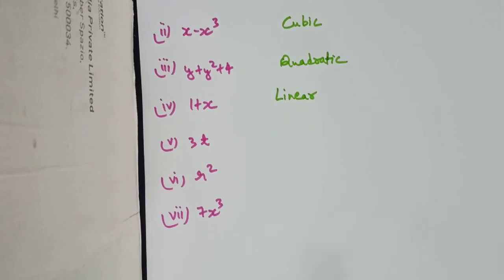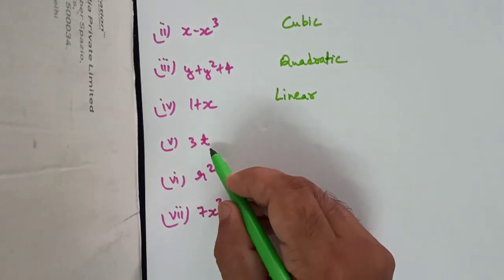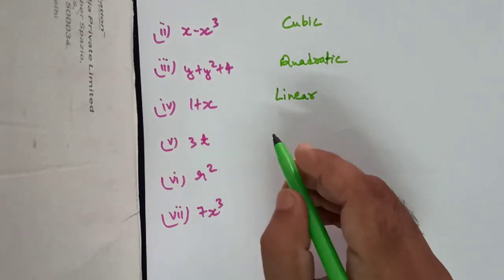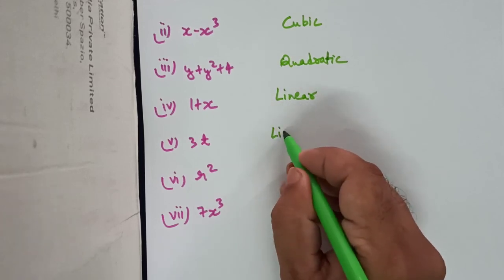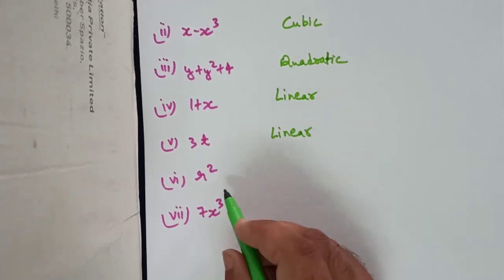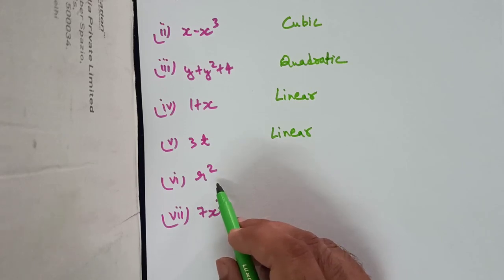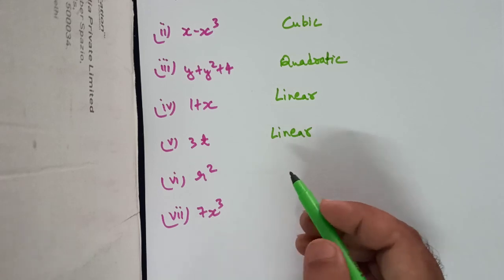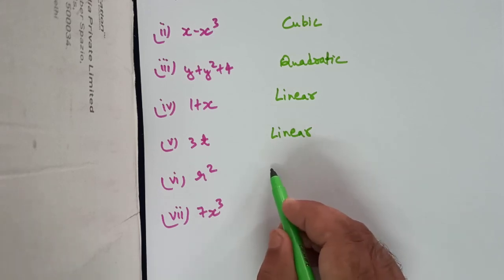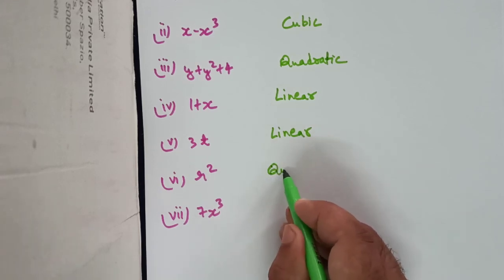Similarly in the next case also 3t. So the power of t will be 1 in this case and the degree is 1, so it is also a linear polynomial. R square. So the degree of a polynomial here will be 2, since the highest power of variable r is 2 here. So degree is 2, it will be a quadratic polynomial.